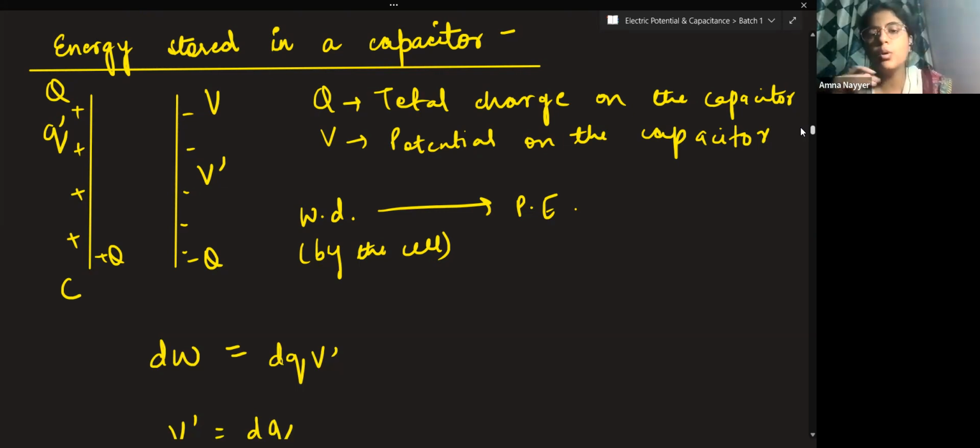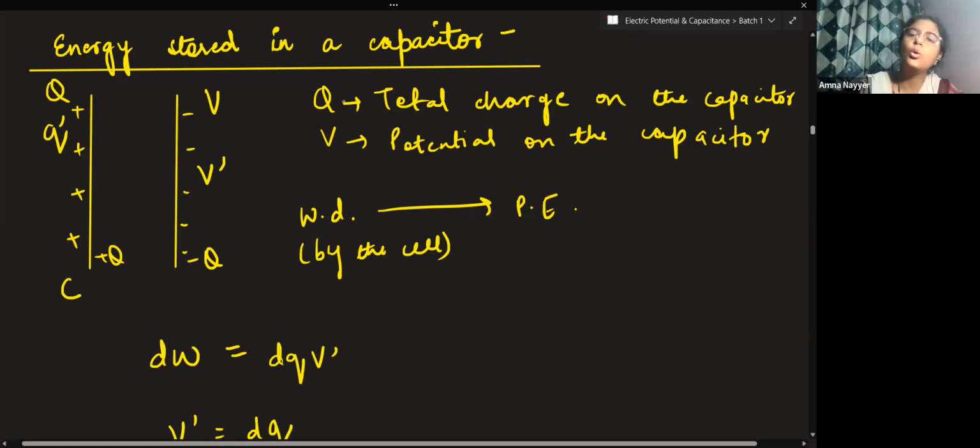Now, energy stored in a capacitor. Let's say this is a parallel plate capacitor. As I've told you, a capacitor can be of any shape, but a parallel plate capacitor basically has rectangular plates. One 2D plate is connected to the positive terminal of the battery to make it positively charged. The next plate is connected to the negative terminal of the battery to make it negatively charged. So you have a parallel plate capacitor.